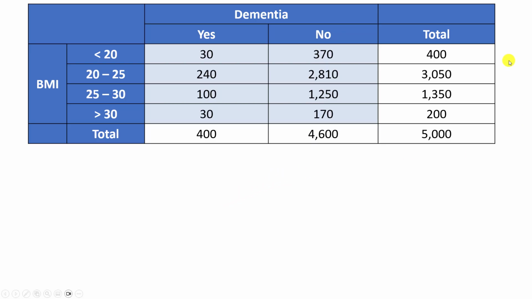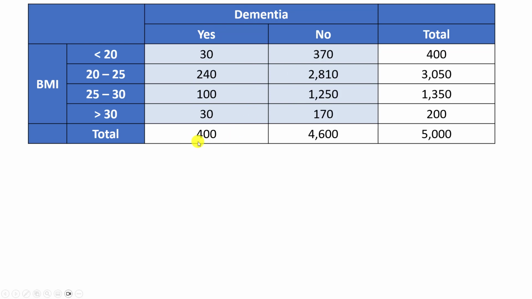So the data in a problem like this will be given in what is called a two-way table, or sometimes called a contingency table, which gives you the cross sections of these two variables. We have one variable on the rows, which in this case is the BMI, and another on the columns, which is the dementia. On the inside, we have the intersections of all of those. For example, there were 30 people who did have dementia and were less than 20 BMI, etc.